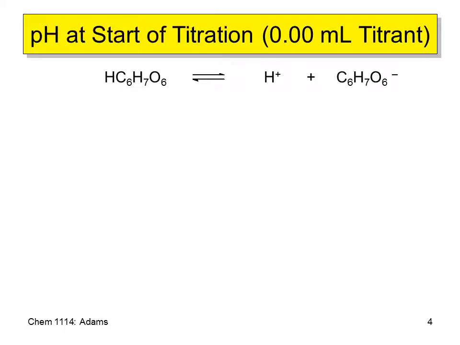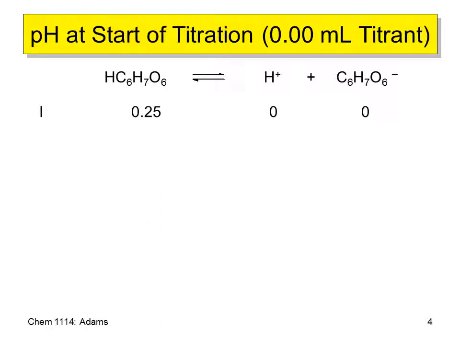The first thing you're going to need to do is write the reaction equation for the dissociation of a weak acid. Now I've written it here as ascorbic acid going to hydrogen ion, H+, and the ascorbic acid ion. But if you wanted to, you could just say HA goes to H+ plus A minus. I'm okay with that.